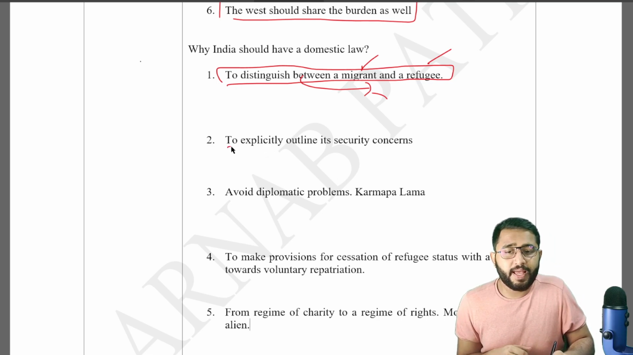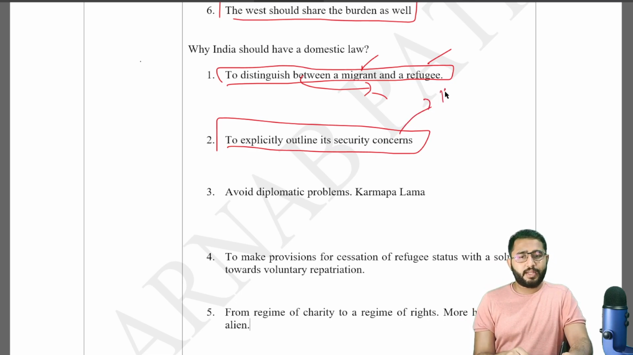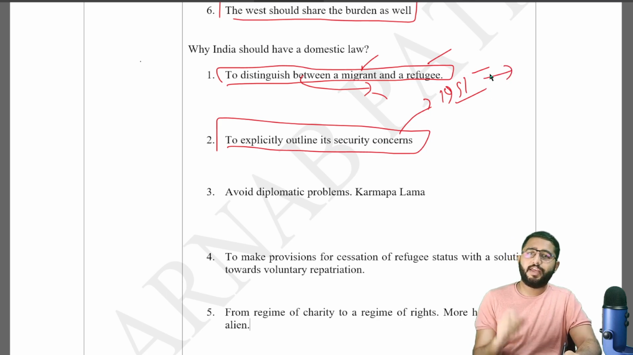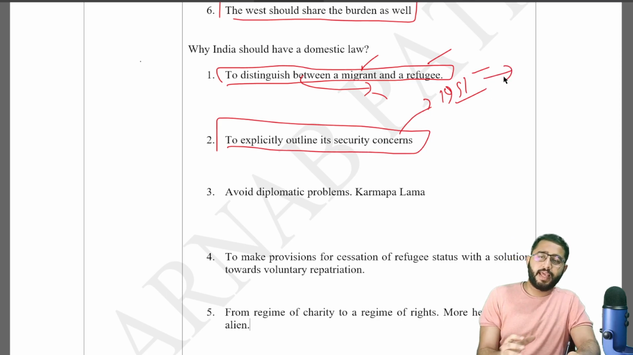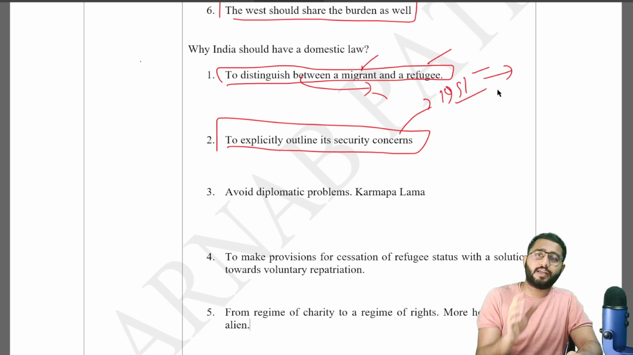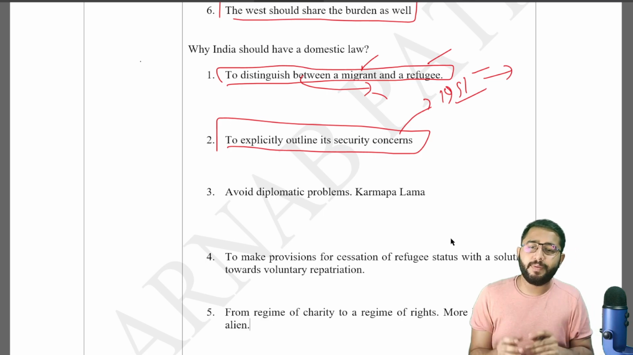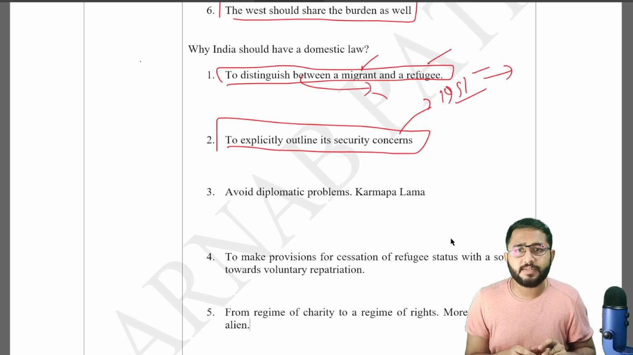The next reason would be to explicitly outline its security concerns. See, now remember, in the 1951 convention, there's a particular exclusion clause which says that if the refugee who is coming in is a threat to national security and public order, or has committed certain war crimes, or is escaping a non-political crime, right? He can be sent back. But these can't be the only reasons. So if India tomorrow goes ahead and makes a domestic law, India will be able to outline all its security concerns. In this security concern, it can talk about terrorism.